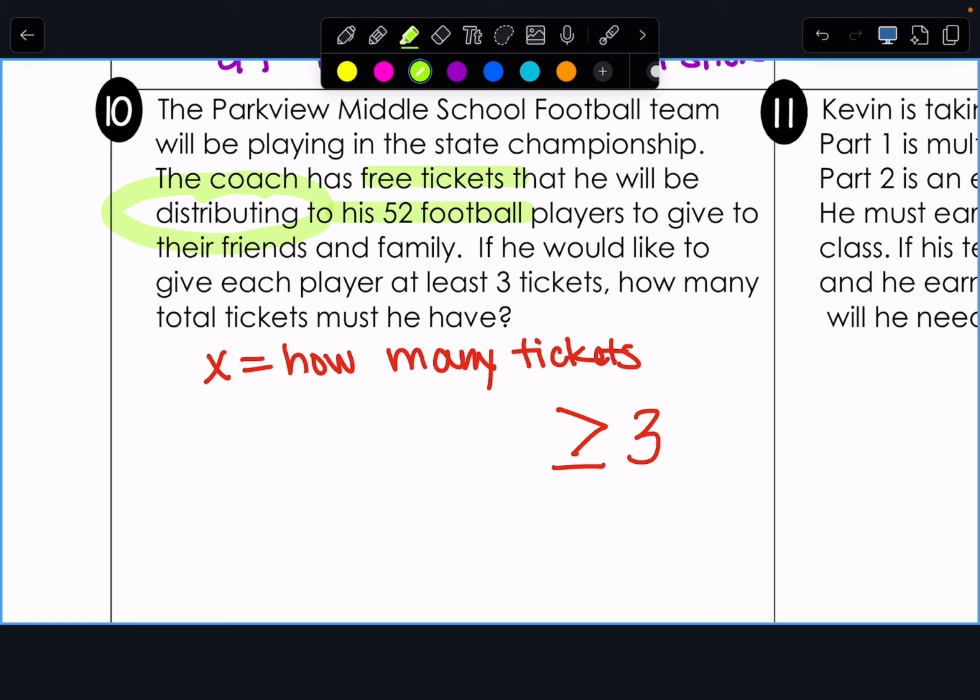Okay, so we're going to take our tickets and divide them amongst our 52 players.